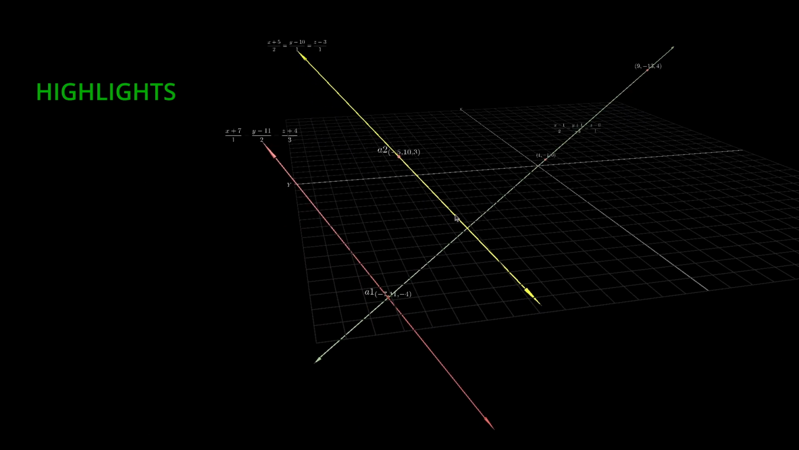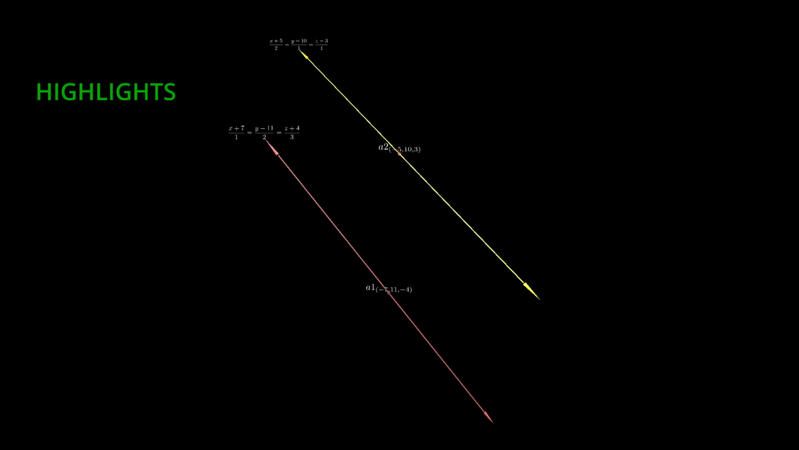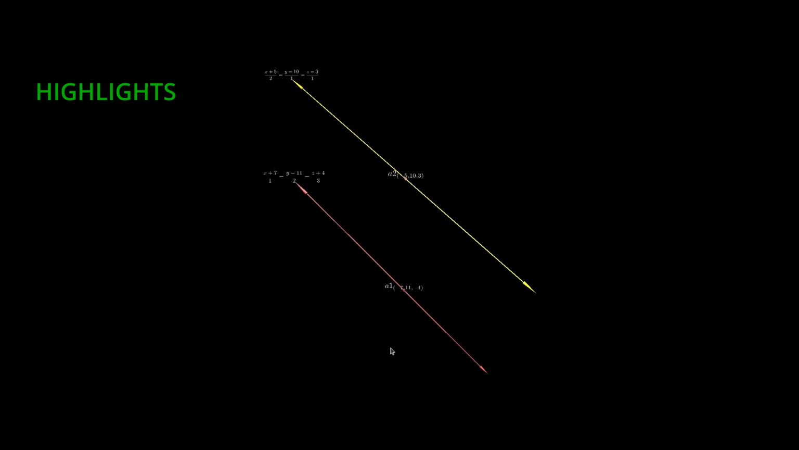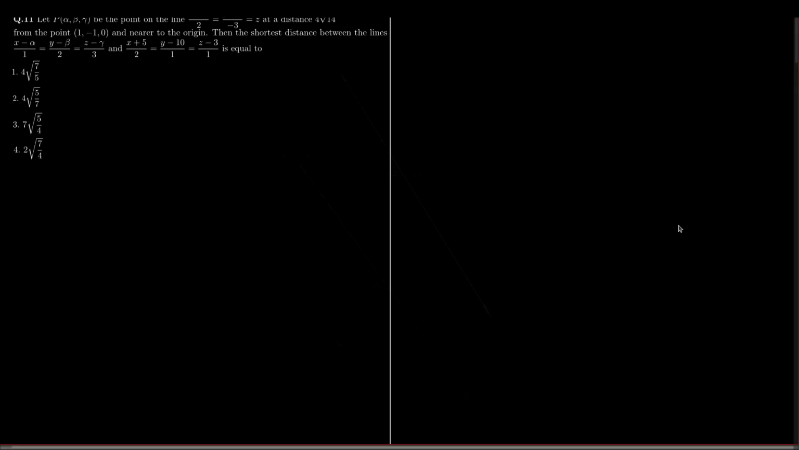Now we are interested to find the shortest distance between these two lines, that is the red line and the yellow line. So let us remove the other elements. Let us find the shortest distance between these two lines.